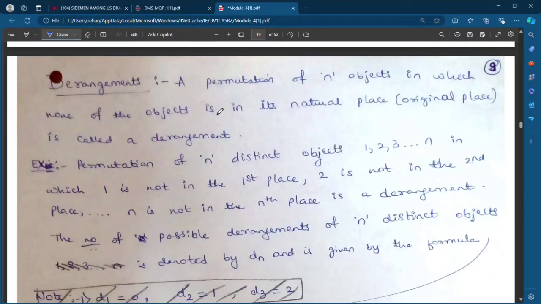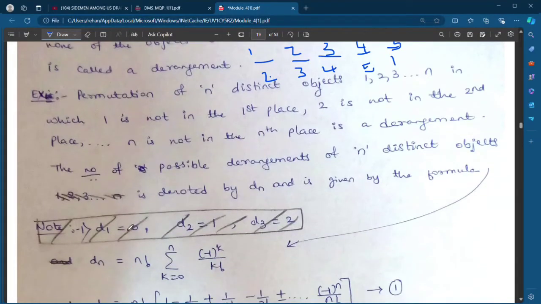Derangements. What is a derangement? A permutation of n objects in which none of the objects is in its original or natural place is known as a derangement. Suppose I have arranged some objects like this: 1, 2, 3, 4, 5. Now I will write it in such a way that I write 2, 3, 4, 5, 1. Now you can see that each number is not in its original place. That is nothing but a derangement.